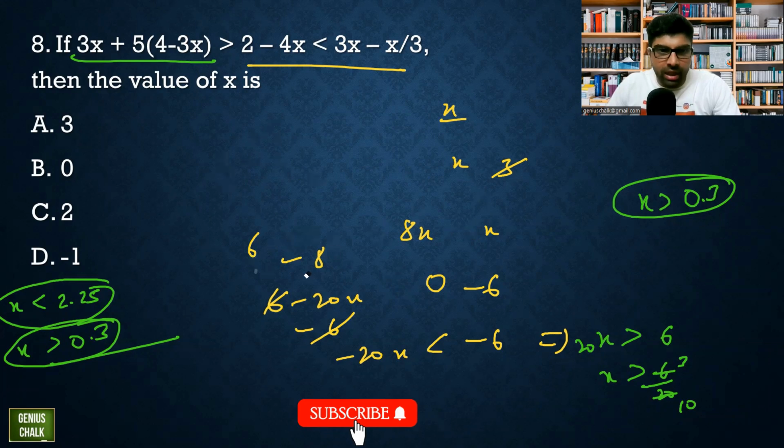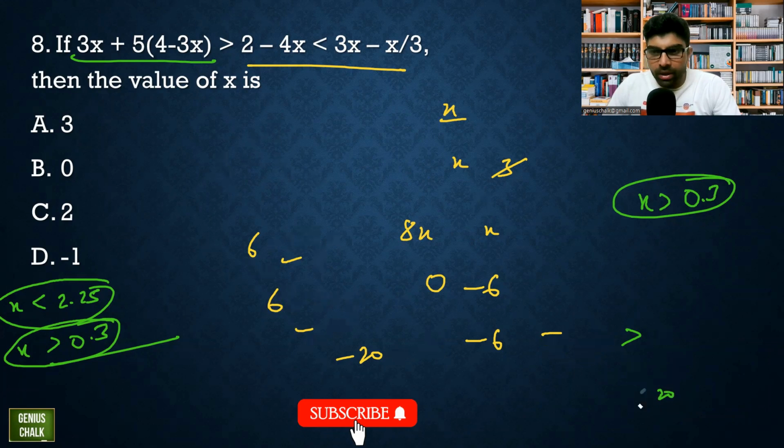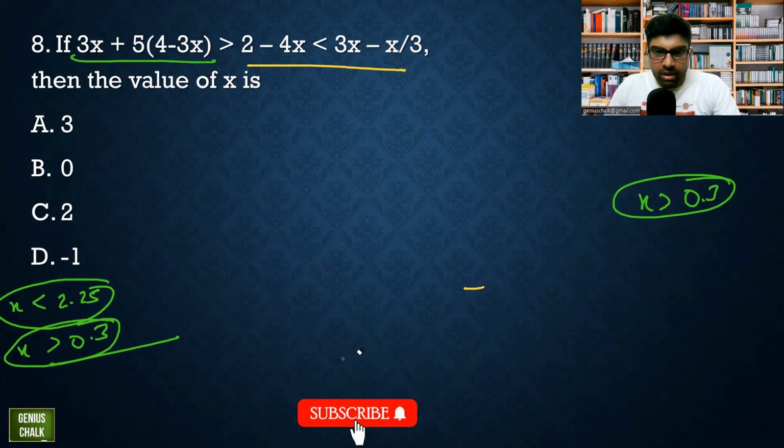Because the inequality says x is less than 2.25. Let's try to make it. Although we have solved only 2 inequalities, based on that, whatever options could be rejected, we can reject them. So it is x is less than 2.25.